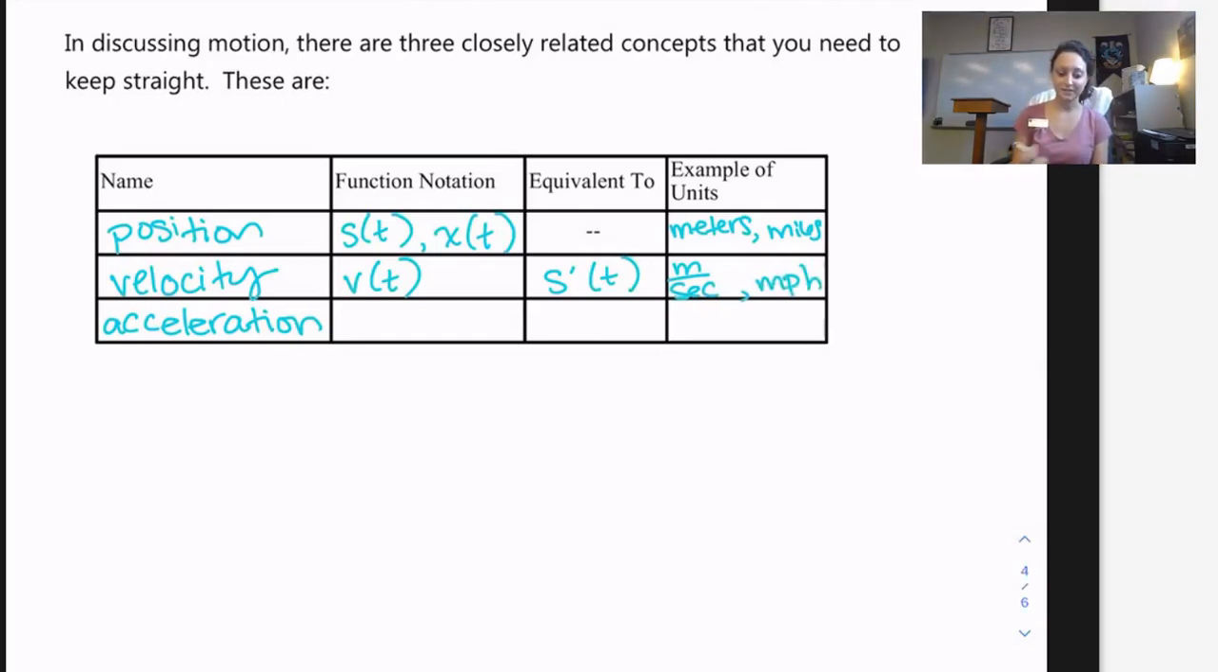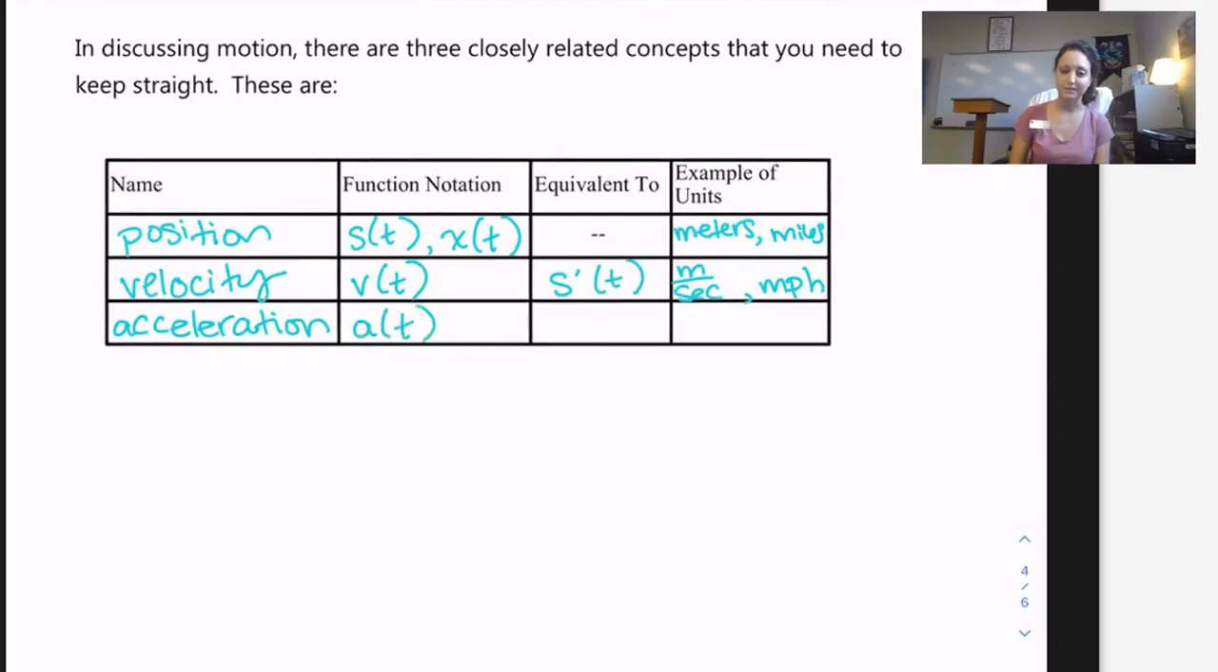All right, and then acceleration, the function notation is typically a of t. This is equal to the derivative of velocity, which is the second derivative of what? Of position. Okay, and here you would have like meters per second, and we typically write that as meters per second squared, which works algebraically, but it's like, what are we talking about, squaring a second? But because you've got meters per second, we will often write that as meters per second squared, but either notation for the units there is fine.